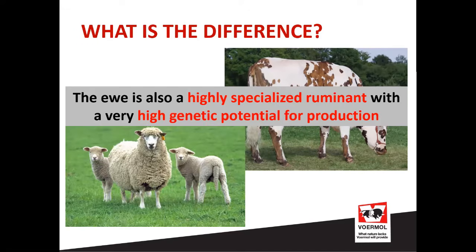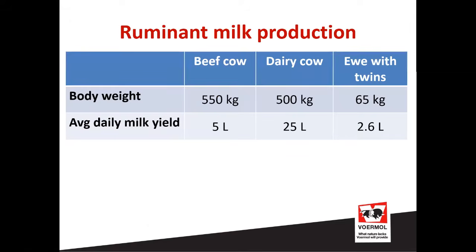But from a nutritional point of view, there's no difference between these two animals, because we know a dairy animal is the benchmark in the ruminant industry, right? They've got high milk yields. So what I want to say is that ewes are also highly specialized ruminants with a very high genetic potential for production. To emphasize this, I did a little comparison with a beef cow, a dairy cow, and then a ewe with twins.